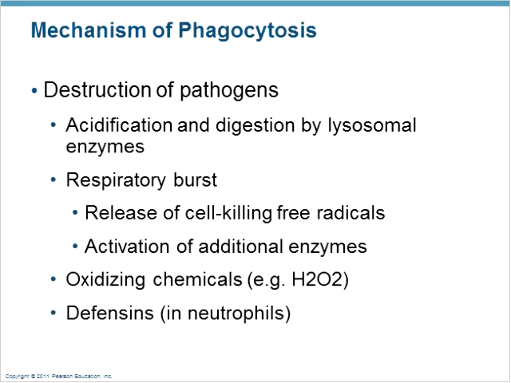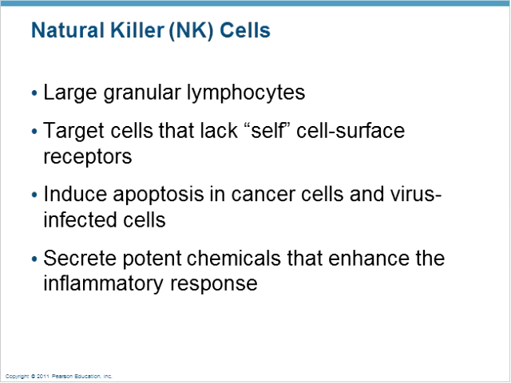This talks about the mechanism again, destruction of pathogens. There's acidification, digestion by the lysosomal enzymes. We already talked about that. There's a respiratory burst. That means there's a release of cell-killing free radicals, an activation of additional enzymes. And then there's oxidizing chemicals. There's H2O2 and the defensins, if you will, in neutrophils. So those are other mechanisms that go along with that phagocytosis process.